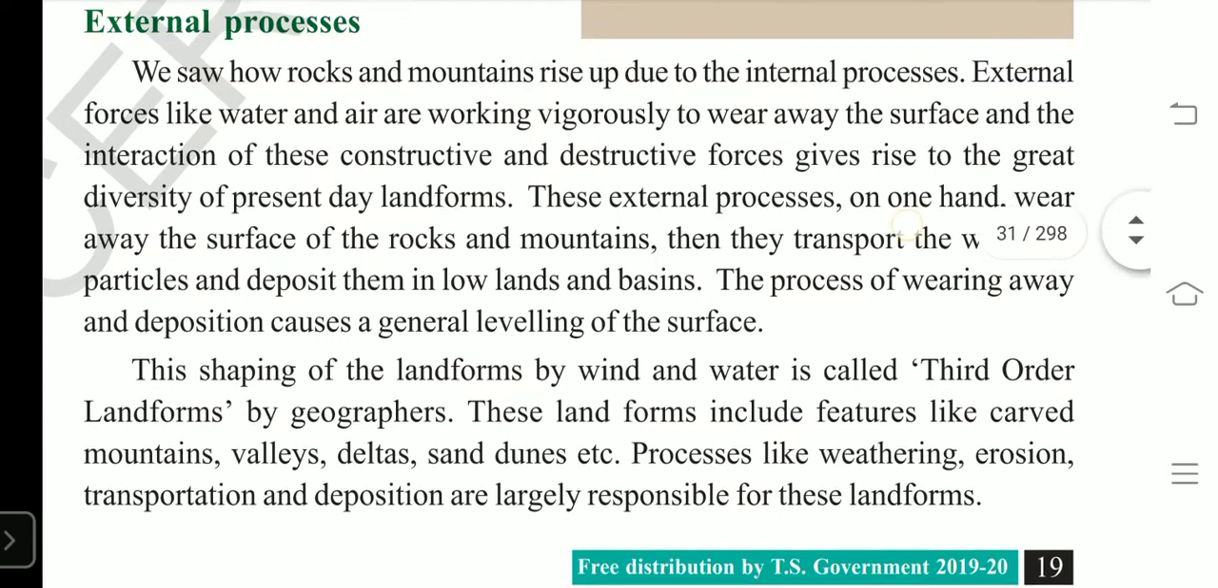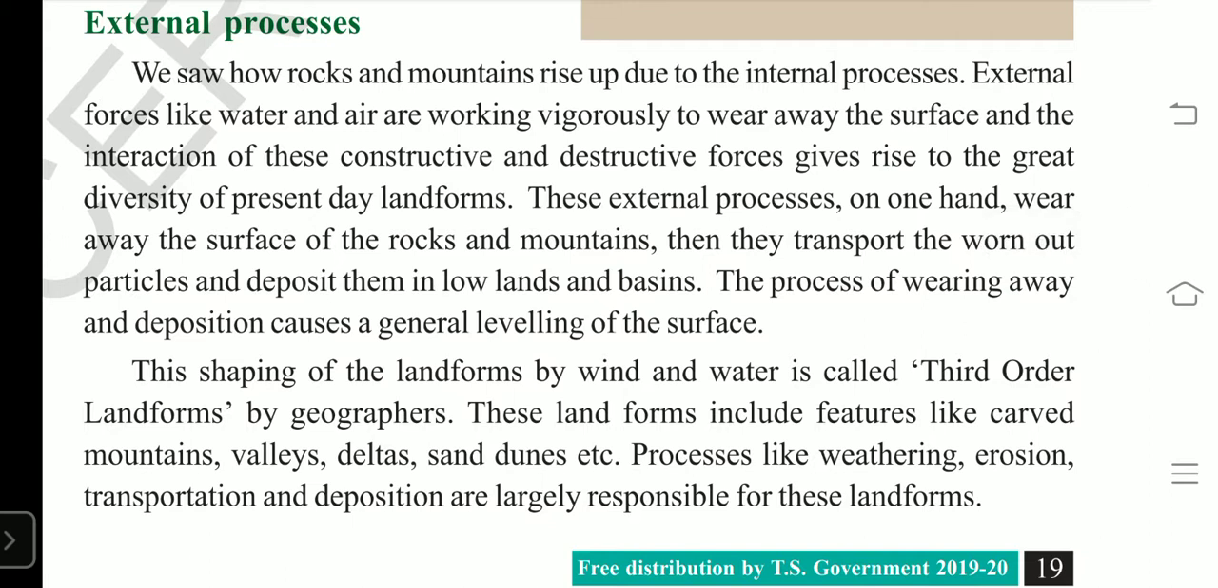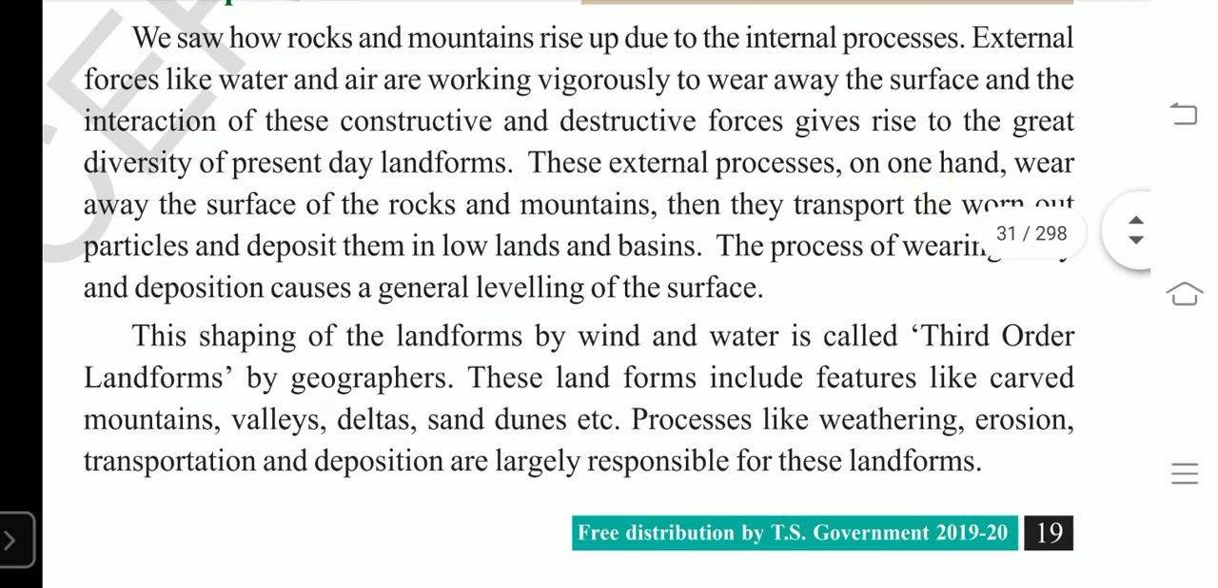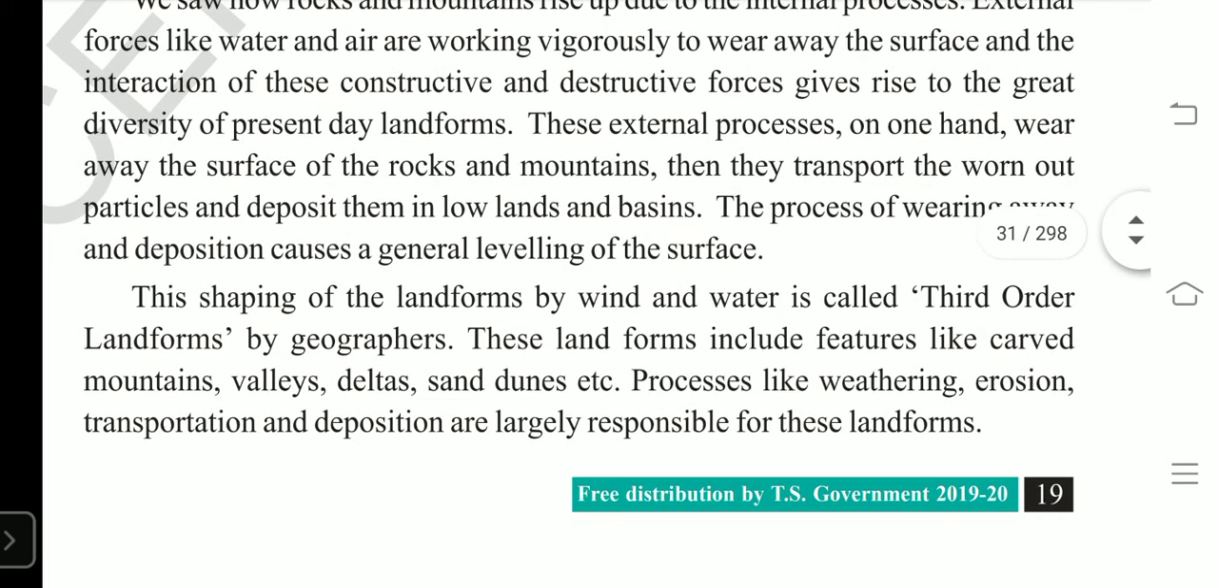This external process occurs by the blowing wind and flowing water. So water and wind are the agents on the earth's surface, and these agents, water and wind, bring changes on the surface of the earth that lead to the general leveling of the surface.